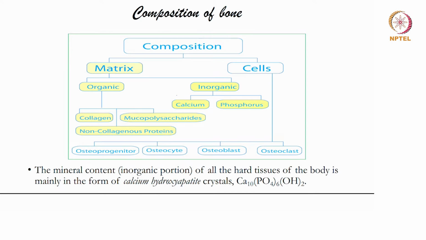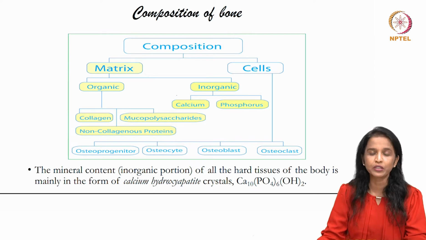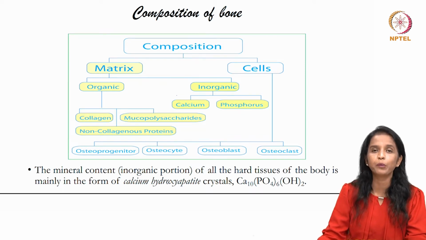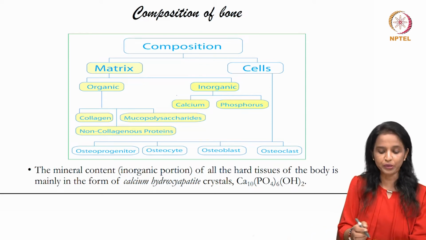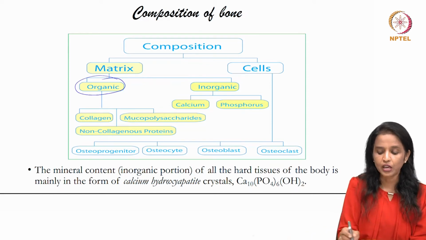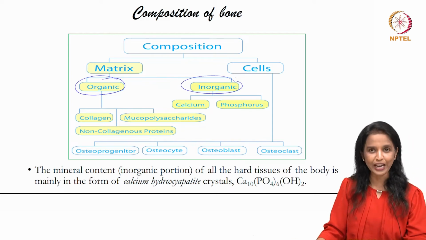Before we move on to mineralization, we have to learn about the composition of bone, which is the most representative, or more widely present, hard tissue in the body. Knowing about the composition gives an overview of what the hard tissues are all about. Any hard tissue has a basic structure, that is the matrix and the mineral component, the organic and the inorganic components.